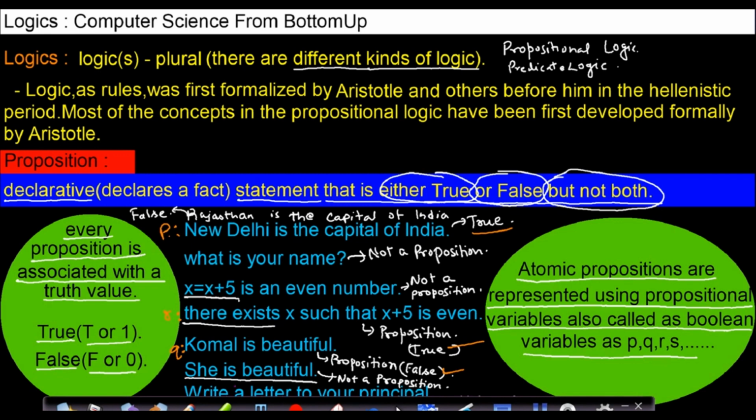For example, x is equal to x plus 5 is an even number. This statement is true for some x and false for some x. So not in entirety is it either true or false, so it is not a proposition. But for the propositions that we have seen in the last video, the truth value is in the statement itself. They are the atomic propositions, which by themselves are either true or false.